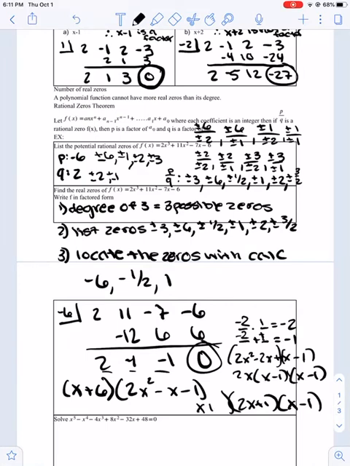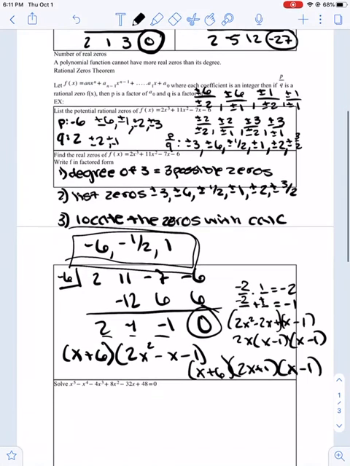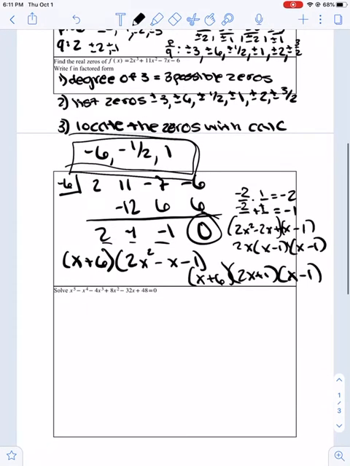And then don't forget our x plus 6. And then if we set these equal to 0, we would find that they matched perfectly with those zeros that we listed from the graph. But doing this division part proves that those are zeros of this polynomial. All right, we're going to try this again with this last example.